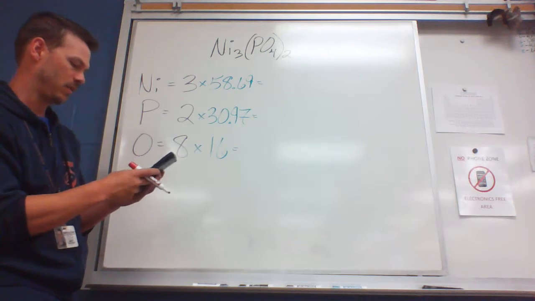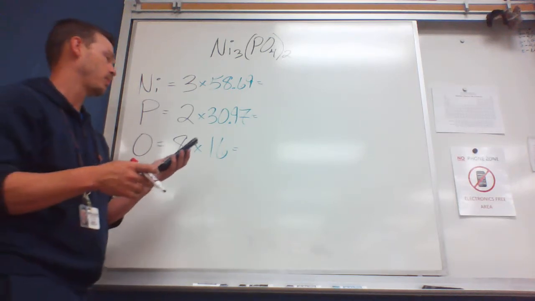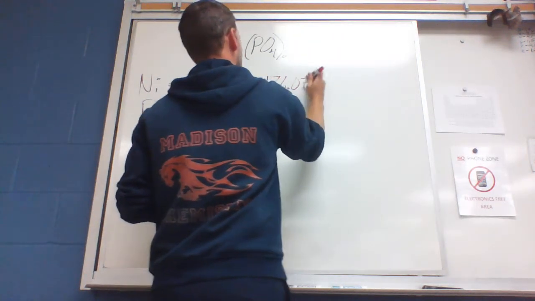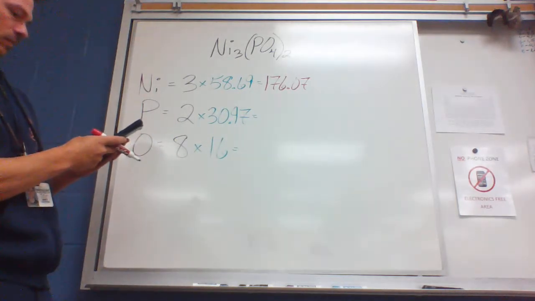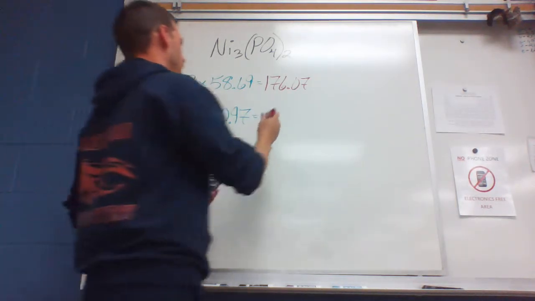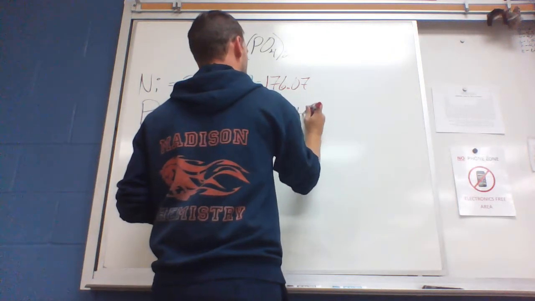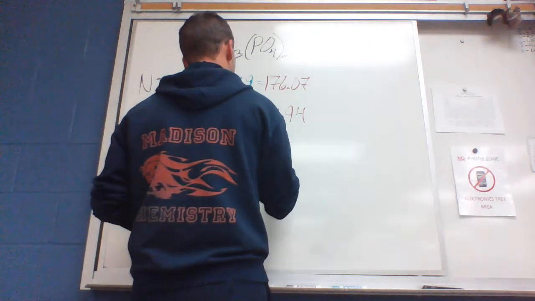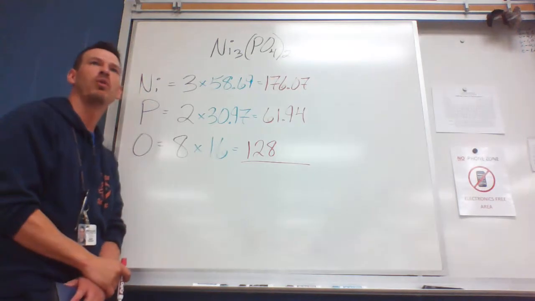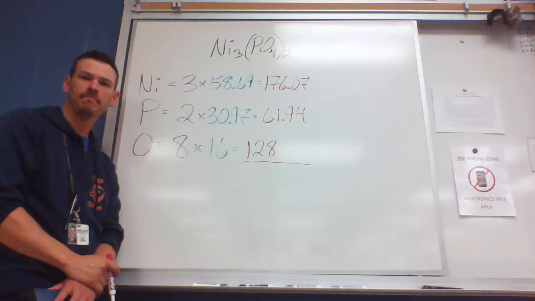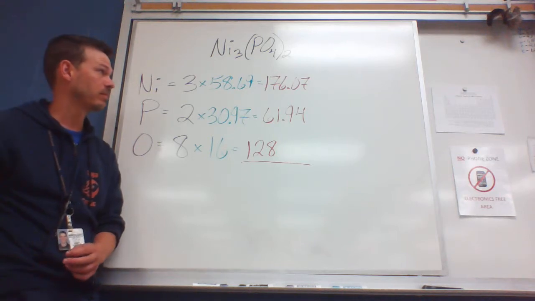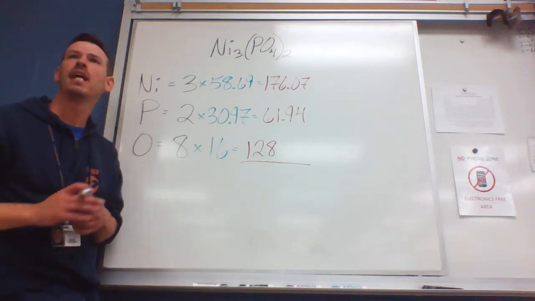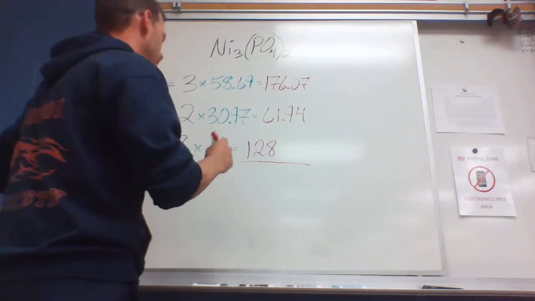All right, 3 times 58.69, I get 176.07. My phosphorus total is 61.94. And then 128 for our oxygen. Is there any question on anything I've done so far in finding molar mass? Of course, we need to add those totals to get the molar mass. Can somebody yell that value at me clearly?